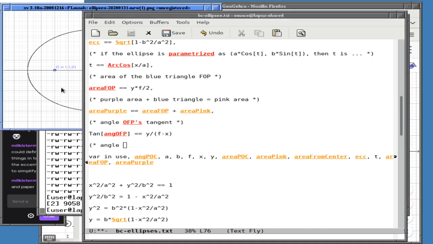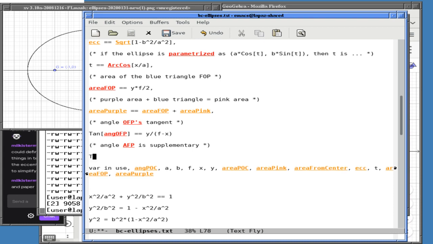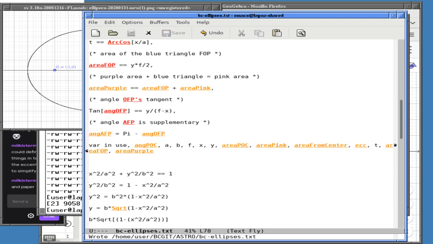Angle, this is going to be angle AFP, is supplementary. I get to use this big word that no one in mathematics really cares about, supplementary. Angle AFP equals pi minus angle OFP. We teach it to kids, and then it's like, well, yeah, they add up to 180. Okay, area purple. Do we have area OFP, angle OFP, and then angle AFP? Okay.